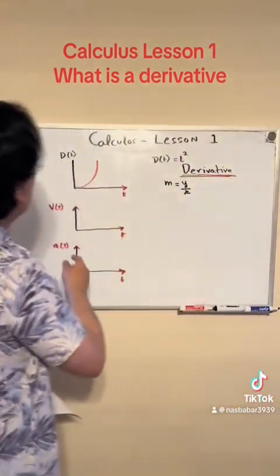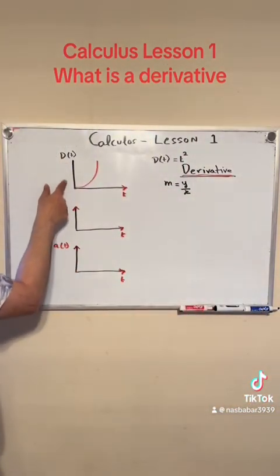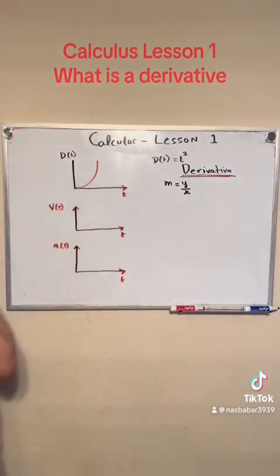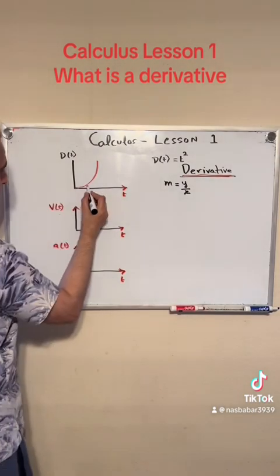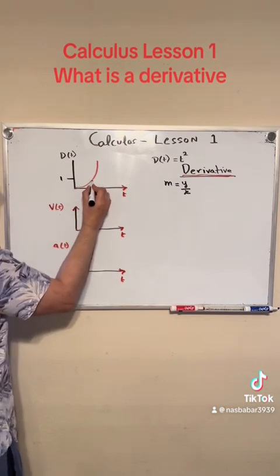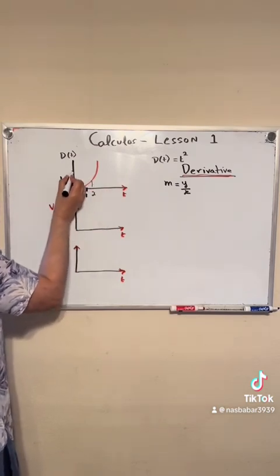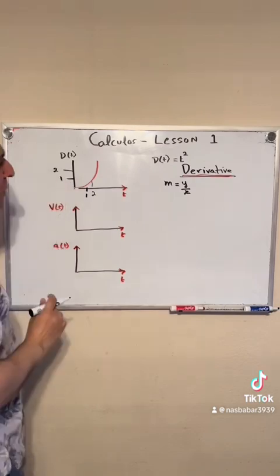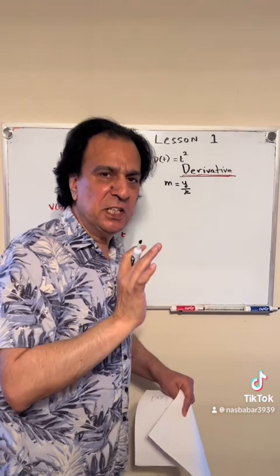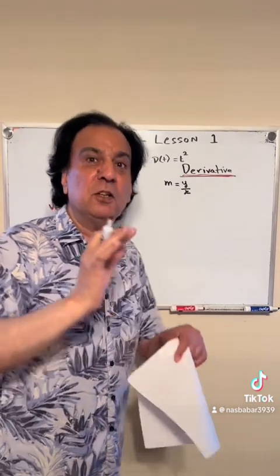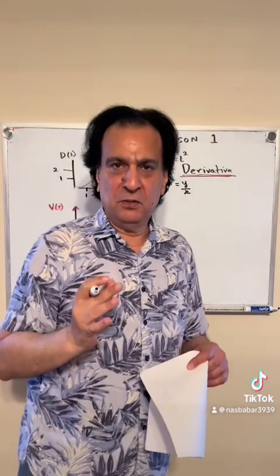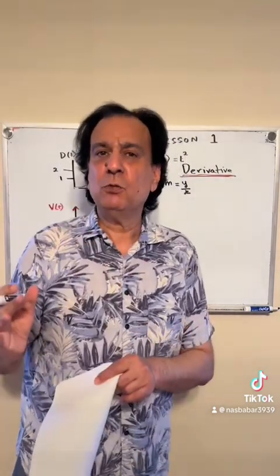How? Let's see. You've got this axis right here representing distance, and this axis right here represents time. Let's say in 1 second, you cover 1 meter. In 2 seconds, you cover 2 meters. So basically, this distance is changing with respect to time. That is what a derivative is: rate of change with respect to time.